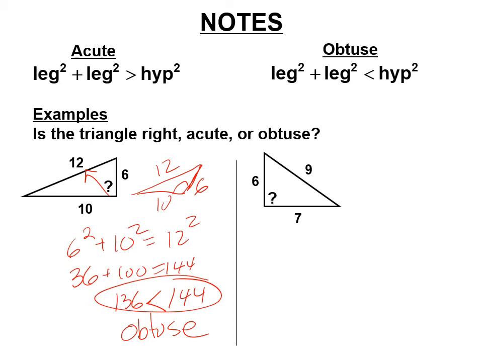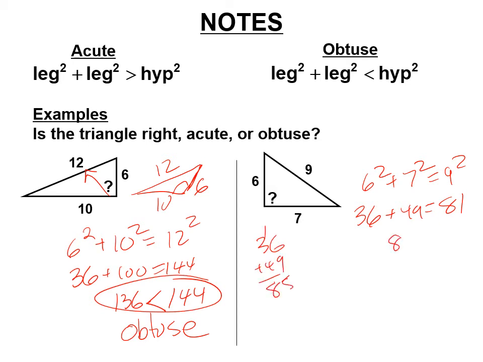So the long side is the 9, so it's 6 squared plus 7 squared equals 9 squared. You get 36 plus 49 equals 81. 36 plus 49, that's 85. You get 85 equals 81. Now 85 is greater than 81. What does that mean? It's acute.